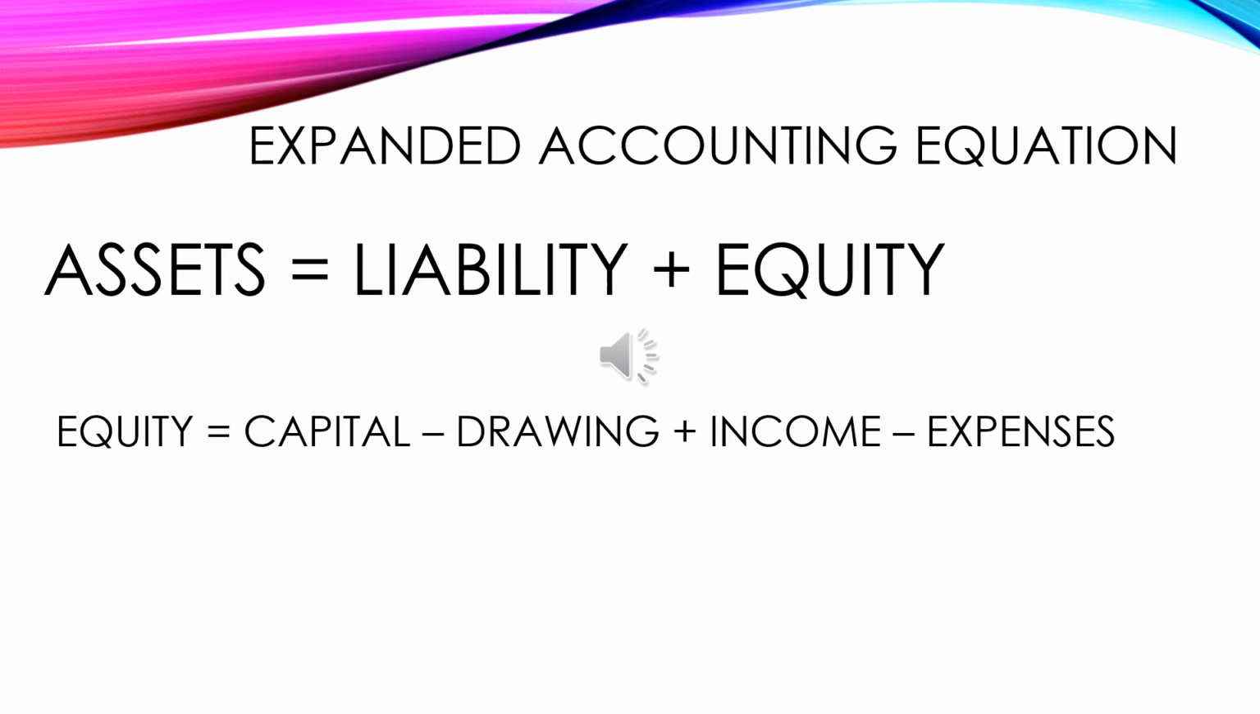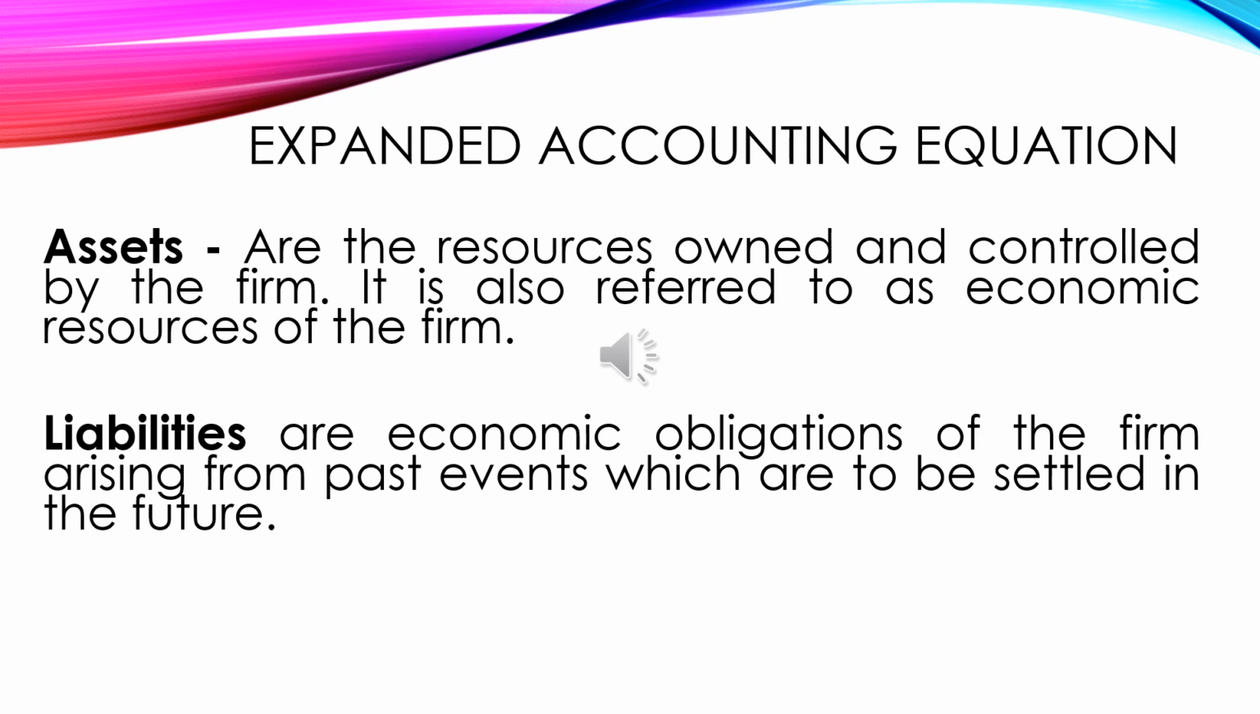Now, when it comes to equity, what forms part of equity? Under equity, there is the capital, deducted by drawing, then added by income and deducted by expenses. So take note, equity is capital minus drawing plus income minus expenses. Okay, so let us discuss further the elements of the accounting equation before we proceed with the other activities.